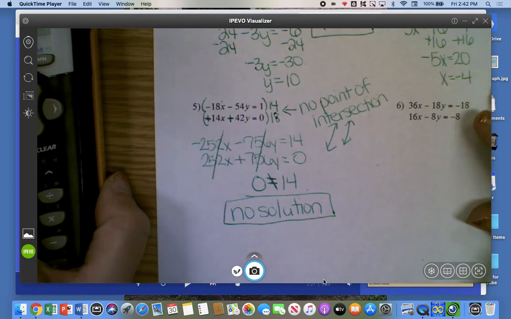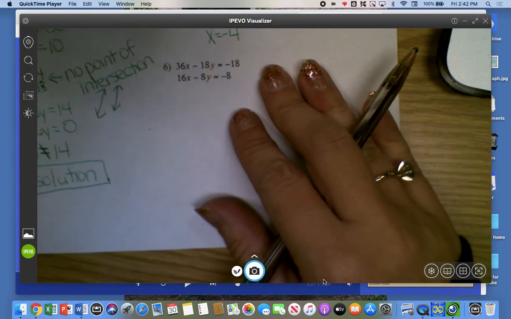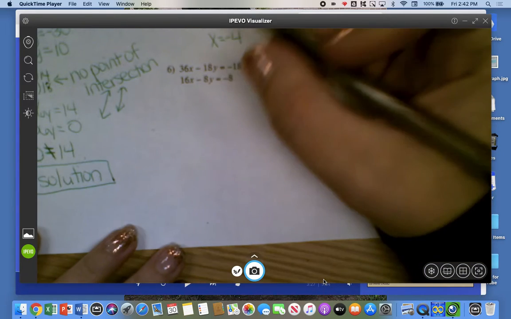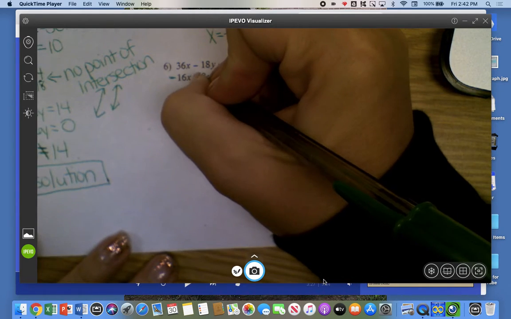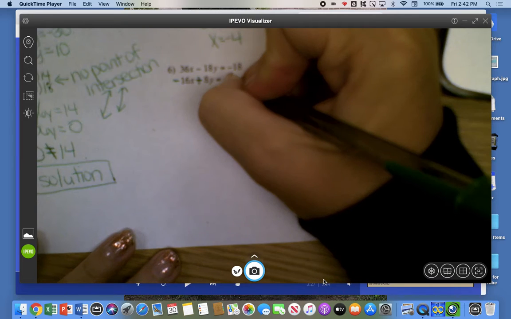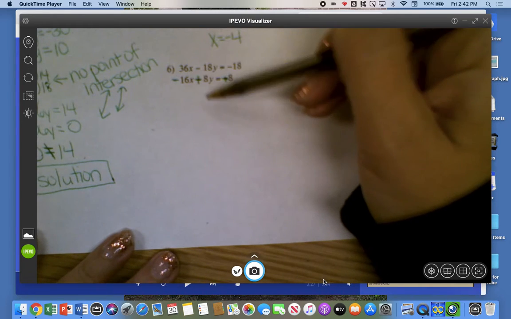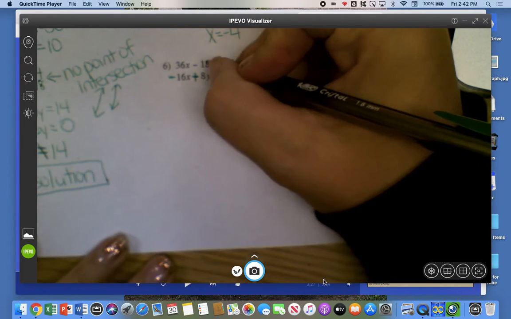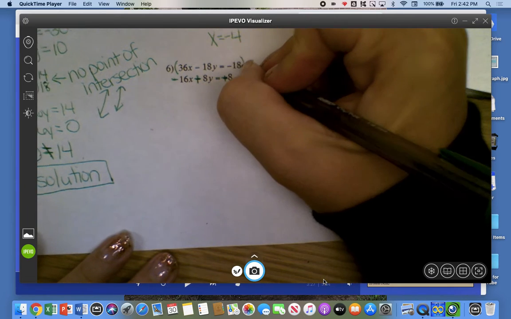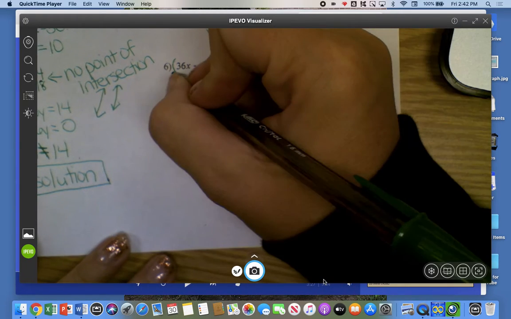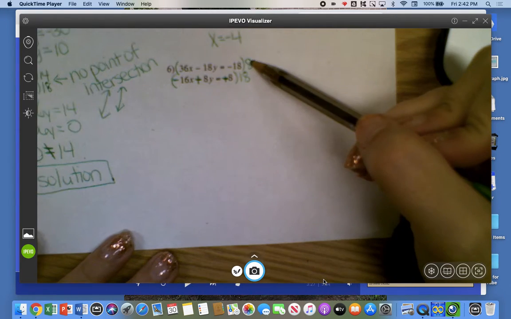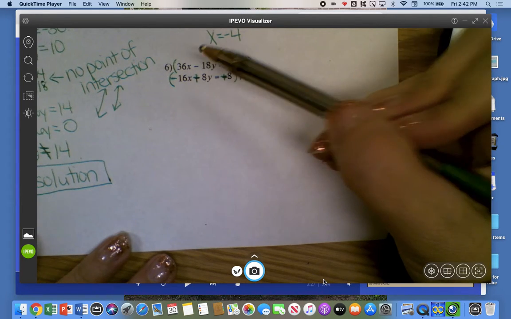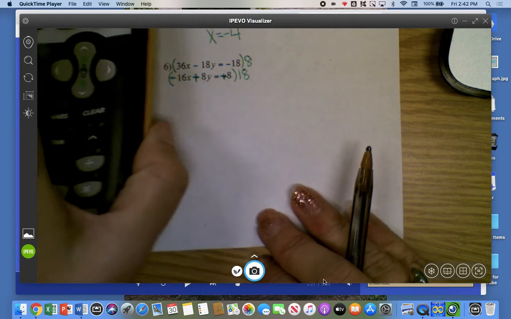Now on this last example, again, I'm just going to switch my signs here. And that way my x's are opposite signs, my y's are opposite signs. 18 and 8 are smaller numbers, and I don't know a number off the top of my head 18 and 8 both go into. So I'm just going to multiply 8 to the top and 18 to the bottom, and then these will end up being the same.